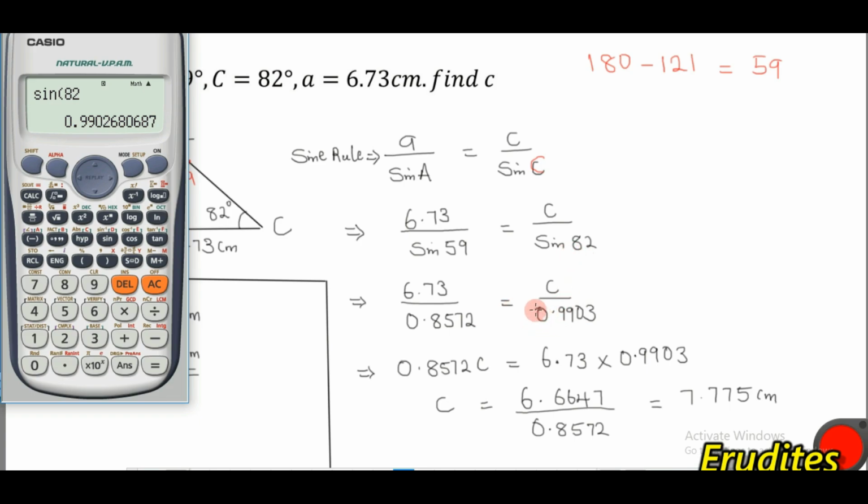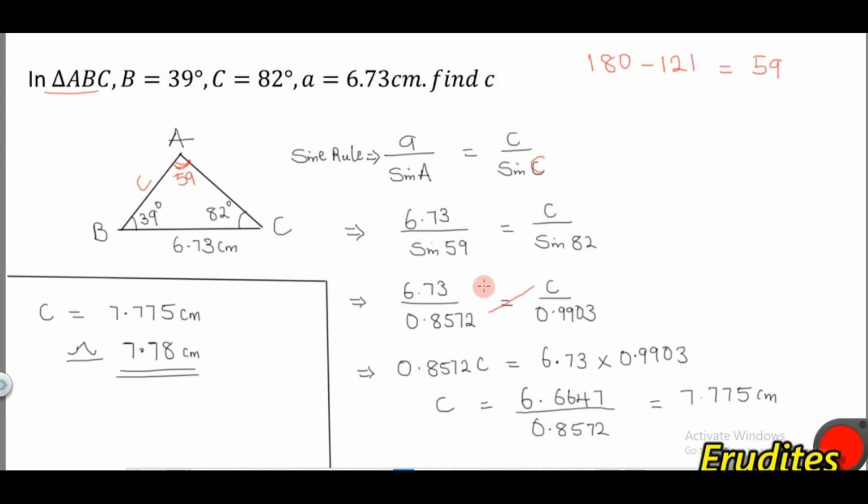So having done that, what do I need to do next? What I will do next is to cross multiply this expression. c will multiply this, and 6.73 will multiply this number. So c times 0.572 will be equal to, this will multiply this. So this will be 6.73 times 0.9903.